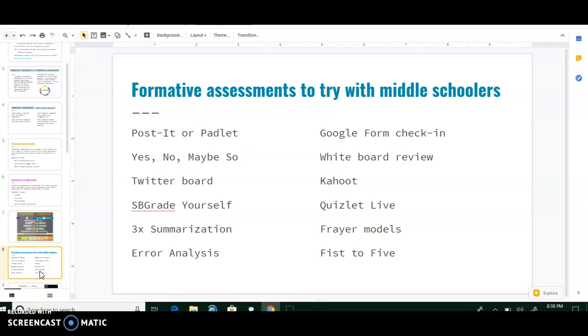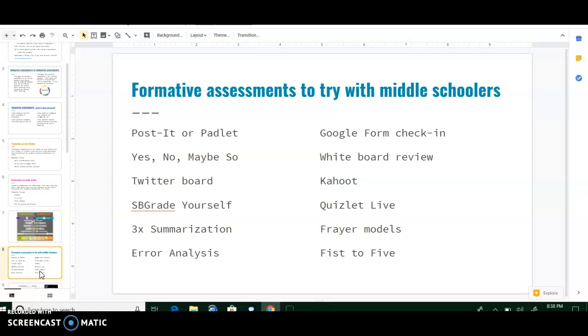They wouldn't have to put their name on it. It would be a quick little check for you to see what they are understanding. You could ask a question and have students go agree and say yes, no, or maybe so if they're unsure and stand in different parts of the room.